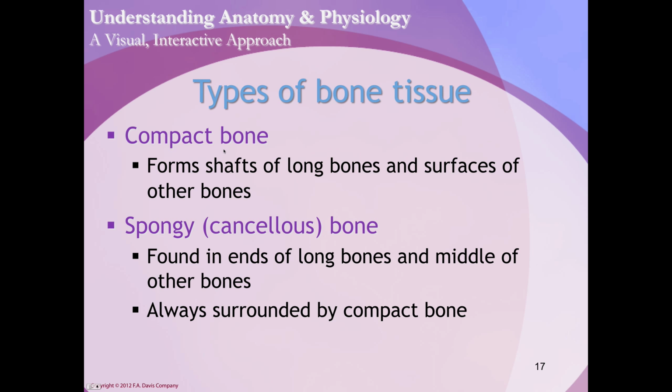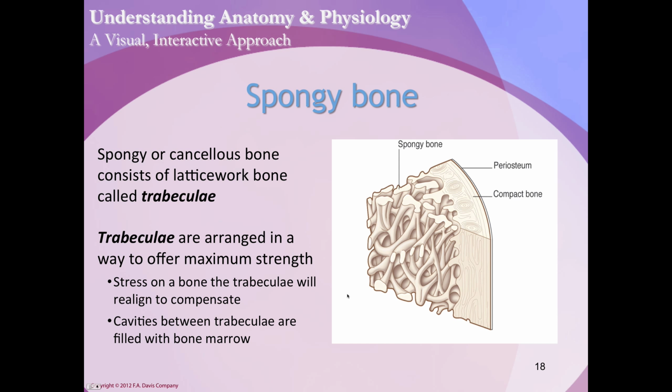Okay, so there's different kinds of bone. You have compact bone and spongy bone. Compact bone forms the shafts of long bones and the surfaces of other bones. Spongy or cancellous bone is found in the end of long bones and in the middle of other bones. It's always surrounded by compact bone. So let's see if we can see an example here. Here is a quarter of a piece of bone. Think of a long bone like your femur.